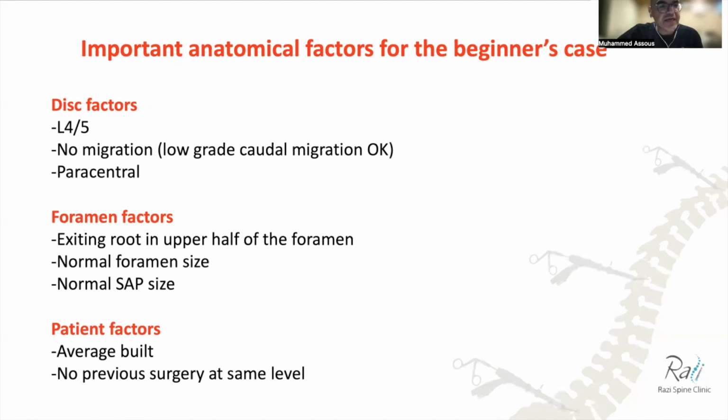Patient factors: average build. You don't want somebody who's too thin or too obese, because that will just add to the difficulty index of the cases when you start. And please, no revision surgeries, at least at the same level, because you'll have to deal with some adhesions, not like when you go from the back again, but there will be some adhesions and tethering of the root dorsally. So you need to avoid that when you start.